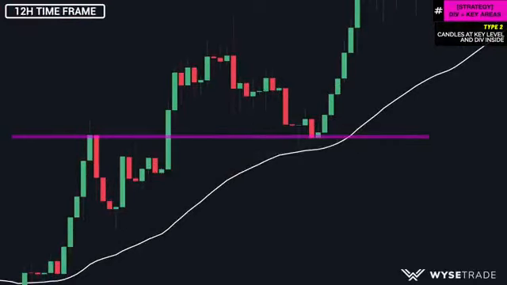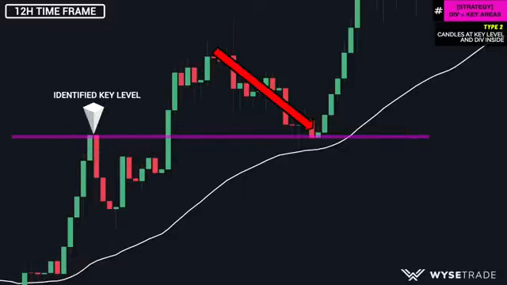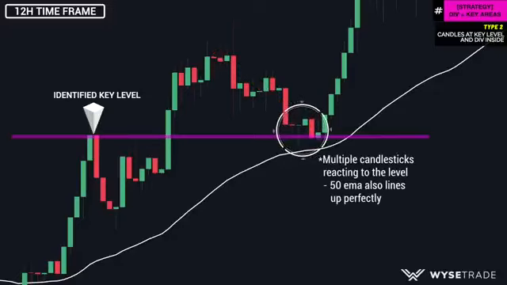This here is on crypto and the 12-hour time frame. You had a clear moving uptrend here. Reversal point here that gave you your key level. Now, as price reached this area, you had multiple candlesticks reacting to the level. The 50 EMA also lines up perfectly with this level. So again, we want to look inside of this area. So let's bring up the 4-hour time frame.